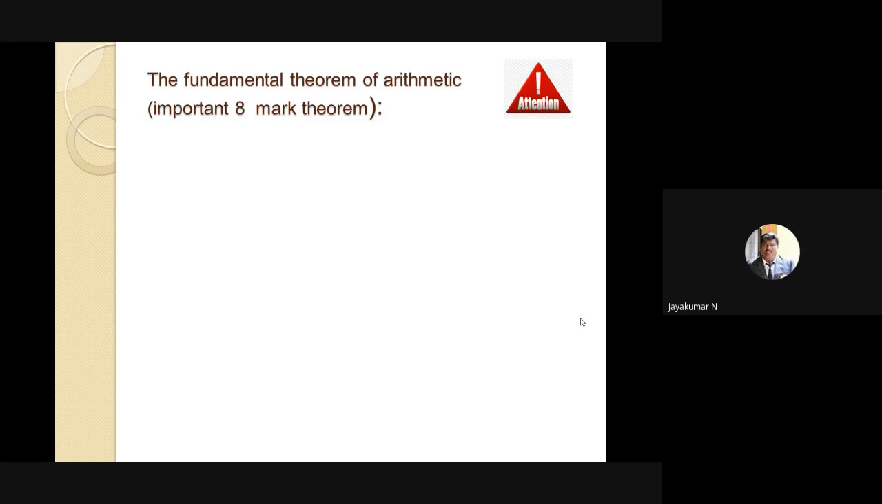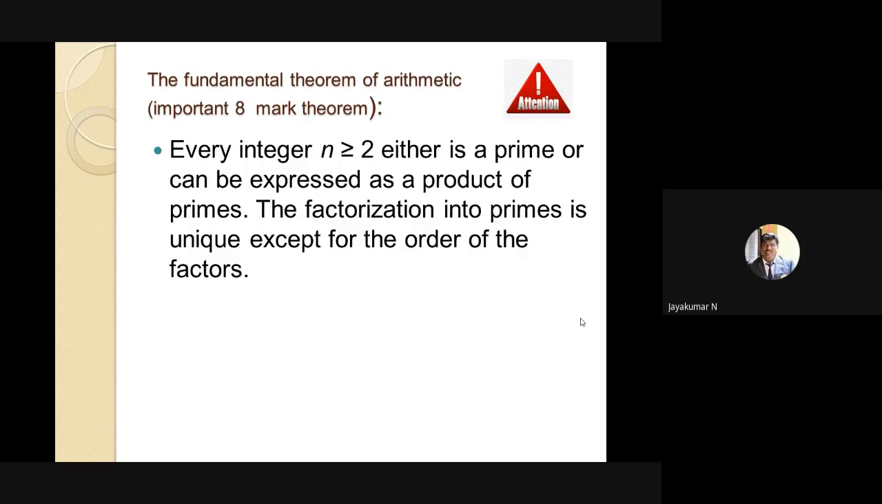This is an important theorem. The question is: state and prove the fundamental theorem of arithmetic. This is an 8 mark question, an important question, so I mentioned the attention symbol. Every integer n greater than or equal to 2 either is a prime or can be expressed as the product of primes. The factorization into primes is unique except for the order of the factors.